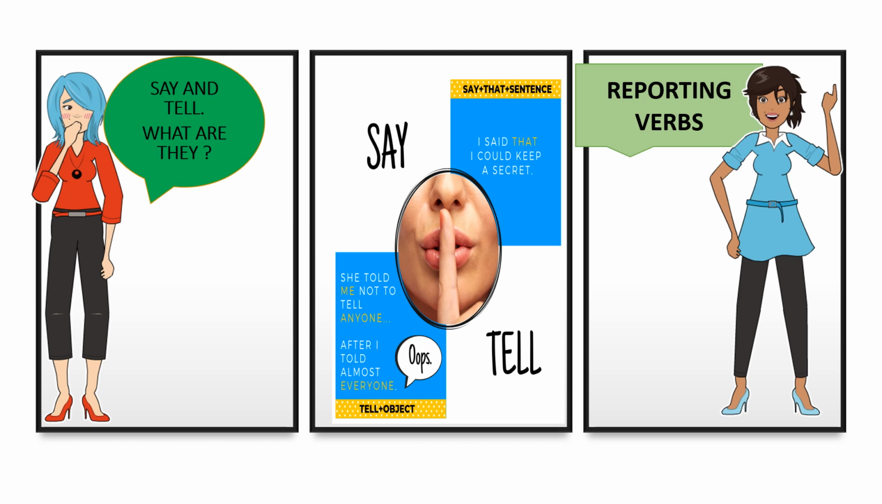Probably you might have noticed whenever we change a sentence from direct speech into indirect speech, we use two terms which are say or tell. So say and tell, what are they? Say or tell are the main reporting verbs. We use these two verbs to report the words of other people, but they are used in different ways. Say can be used with direct speech and reported speech, whereas tell is only used with reported speech.